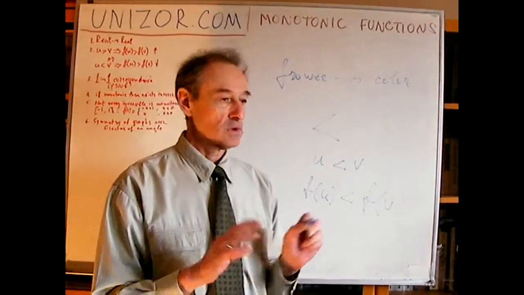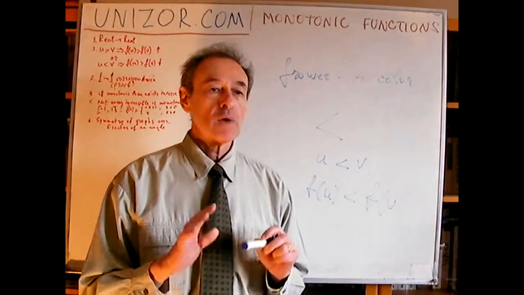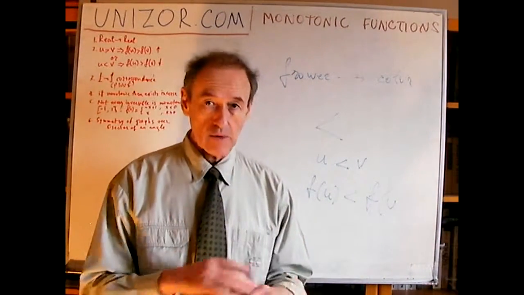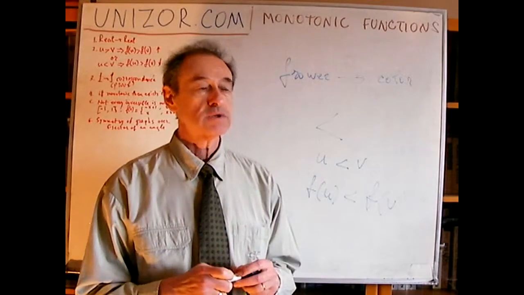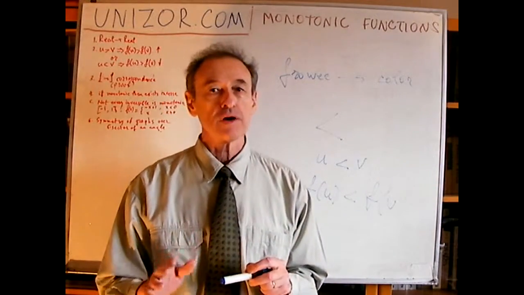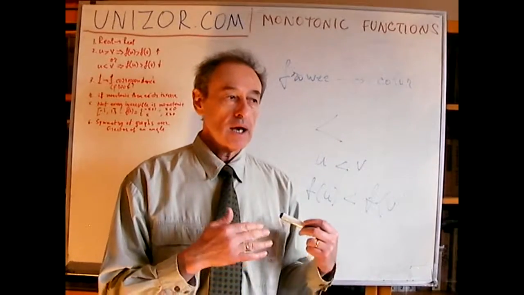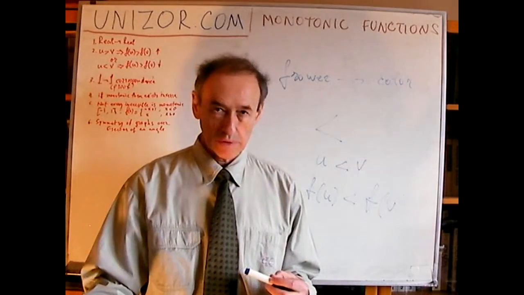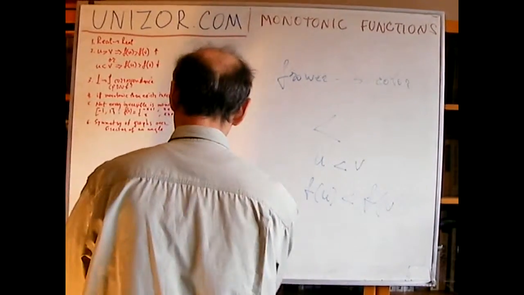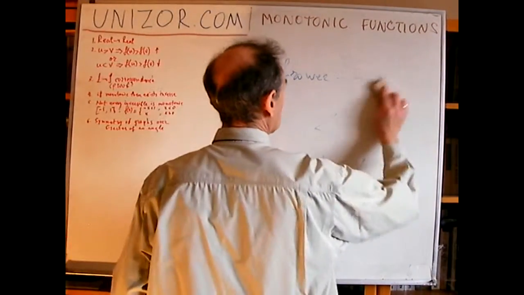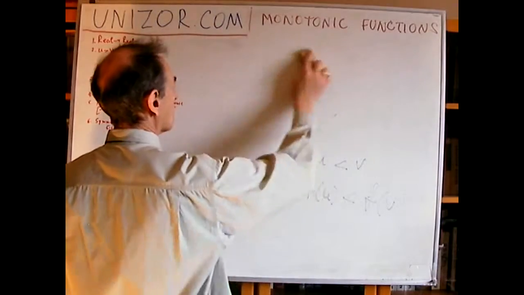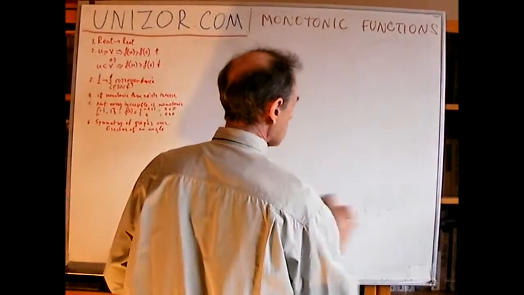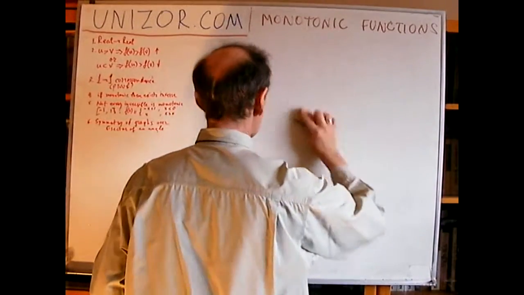So, to make the long story short, when we're talking about monotonic functions, we're talking only about the functions which are defined on the domain of the real numbers and take real numbers as values. Okay, that's done. No flowers, no colors. We're talking about numbers, two real numbers.